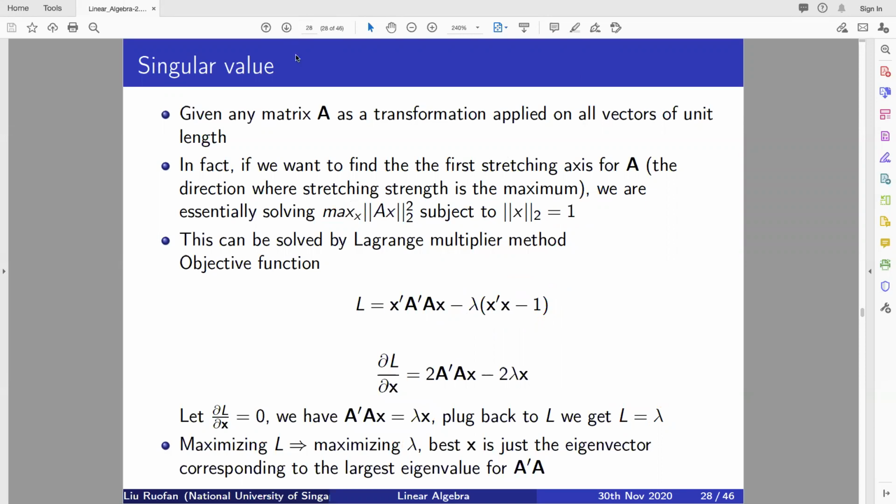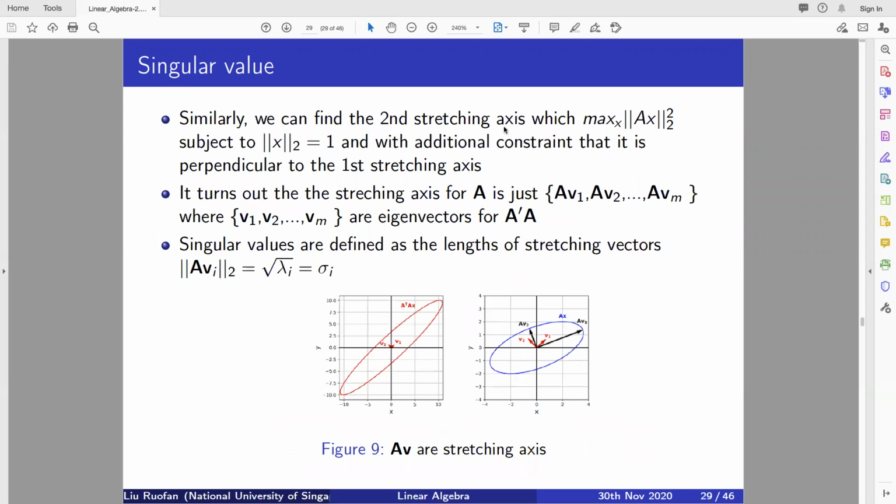Similarly, we can find the second stretching axis, which maximizes the same optimization problem, but with an additional constraint, and it should be perpendicular to the first stretching axis. Then it turns out that the stretching axes for A are just Av1 up to Avm, where v1 up to vm are eigenvectors of A transpose A. And the singular values are defined as the length of the stretching vectors, which is the square root of the eigenvalues of A transpose A.